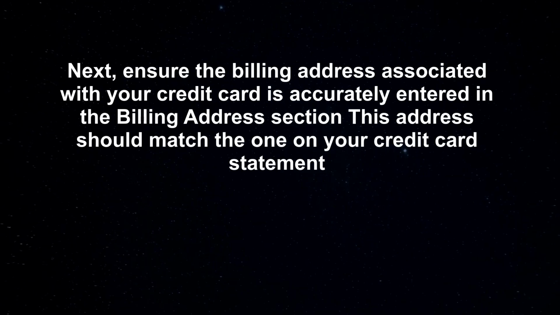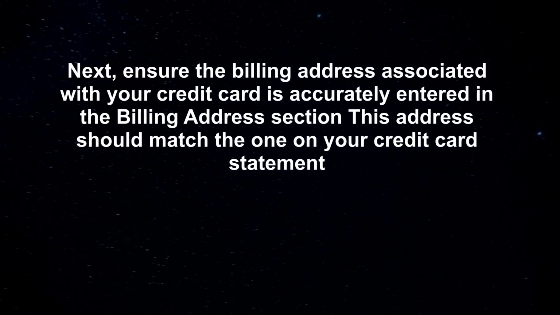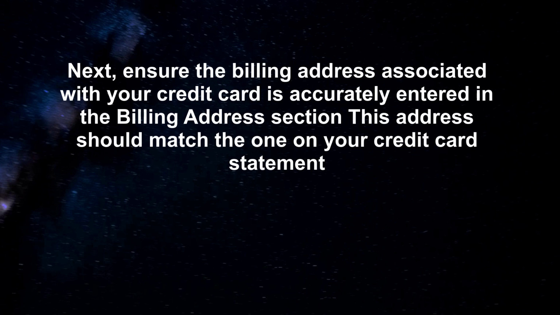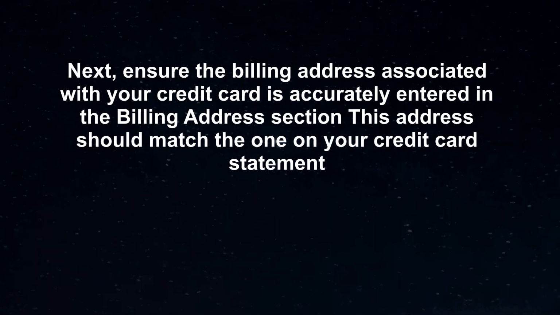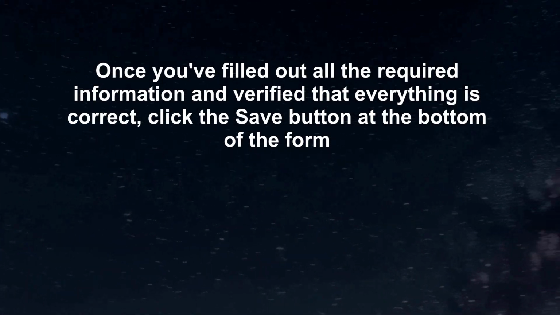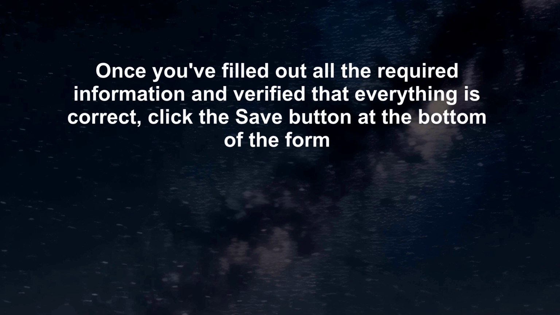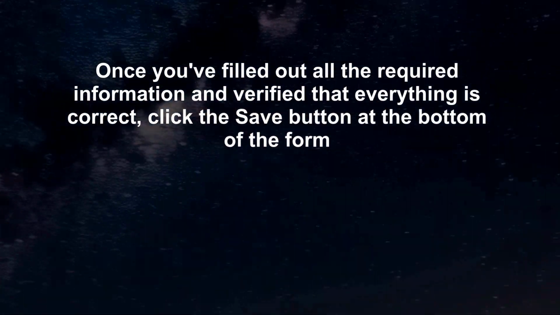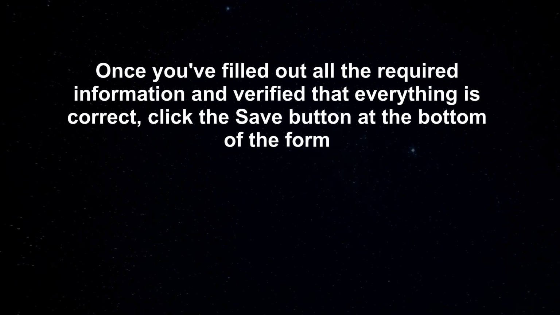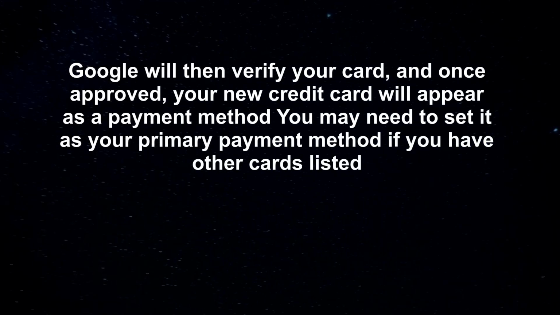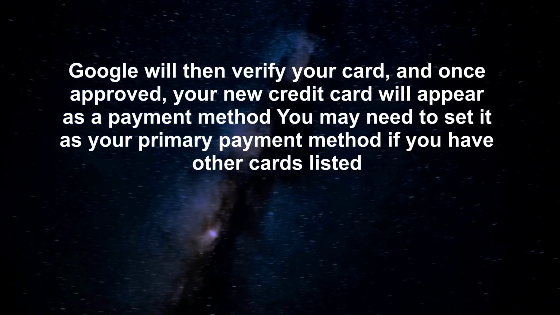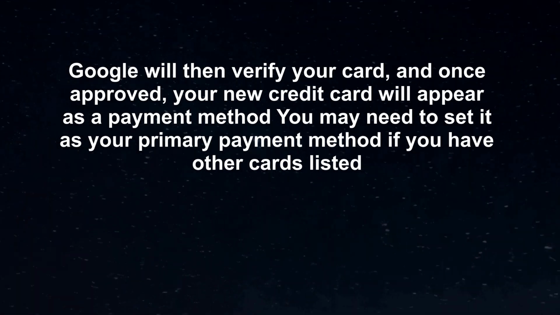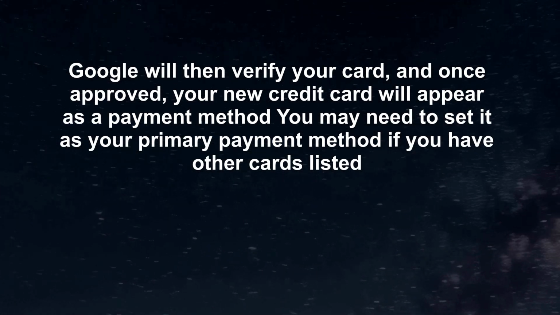Next, ensure the billing address associated with your credit card is accurately entered in the billing address section. This address should match the one on your credit card statement. Once you've filled out all the required information and verified that everything is correct, click the Save button at the bottom of the form. Google will then verify your card, and once approved, your new credit card will appear as a payment method. You may need to set it as your primary payment method if you have other cards listed.